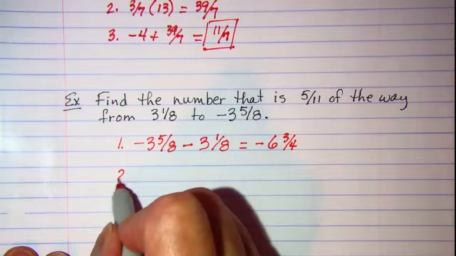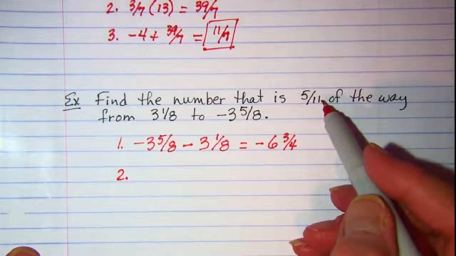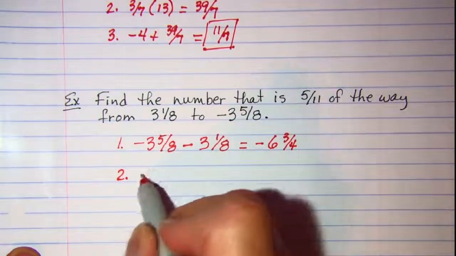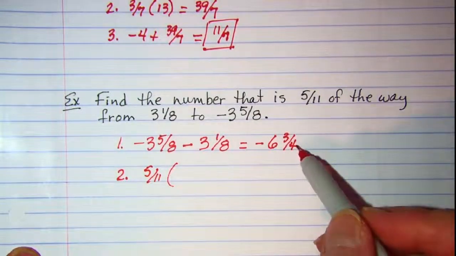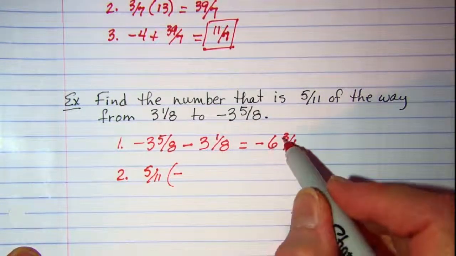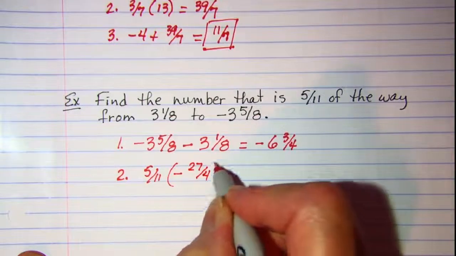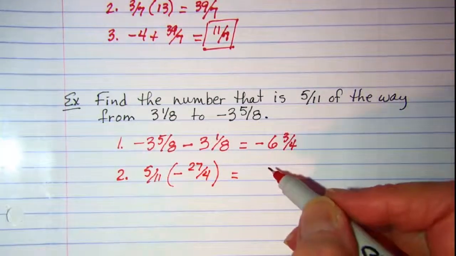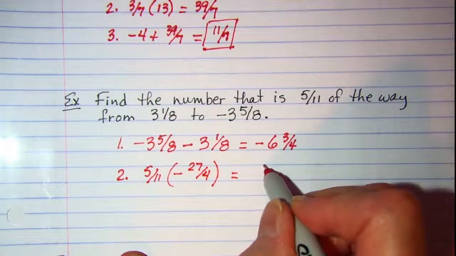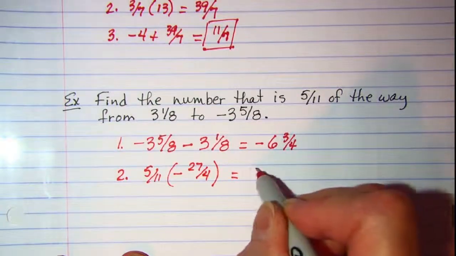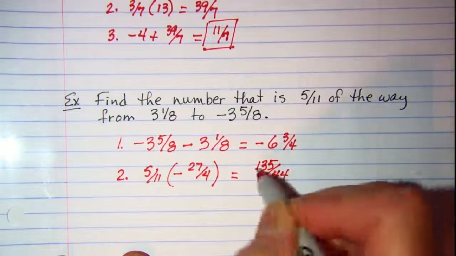And then our second step is to multiply to get our fractional part. Now I want 5/11, and it's easier to multiply if you change this to improper. So it's a negative 27/4. So when I multiply, I have 135 over 44, and that's a negative number.